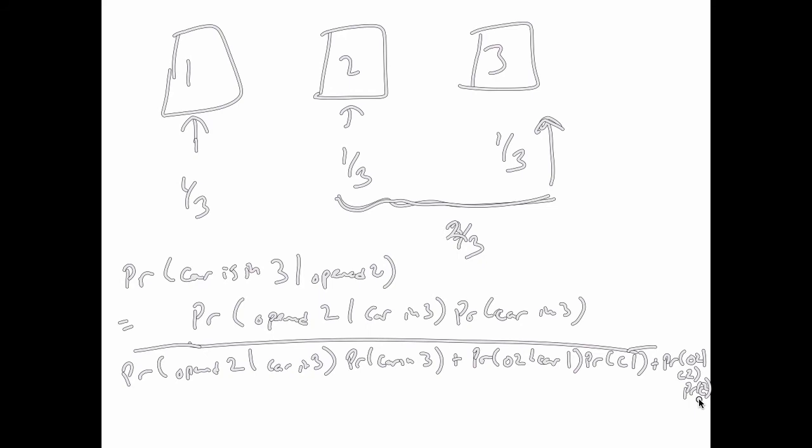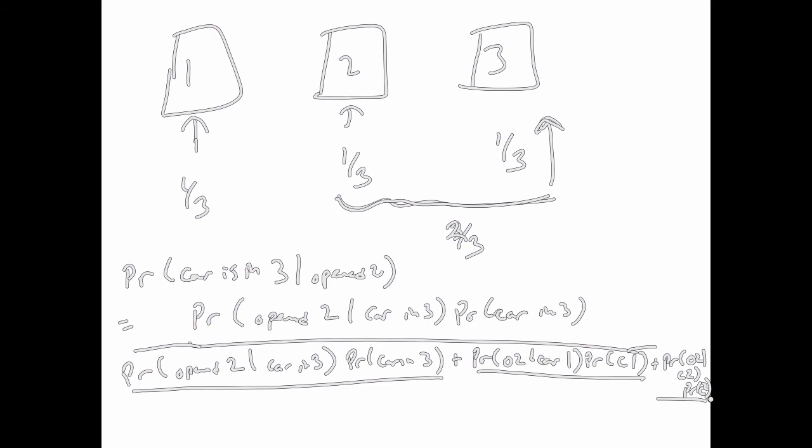So, why? Because the bottom has to be the probability of opening 2. The probability of opening 2 can be broken up into 3 disjoint events. The probability of 2 given that the car is in 3, that's this first term. The probability of 2 given that the car is in 1, second term. And the probability of 2 given the car is in 2, that's the third term. But now we can fill this stuff out.